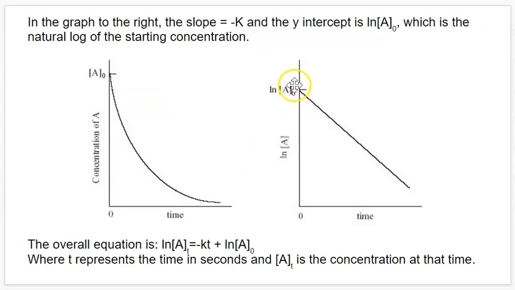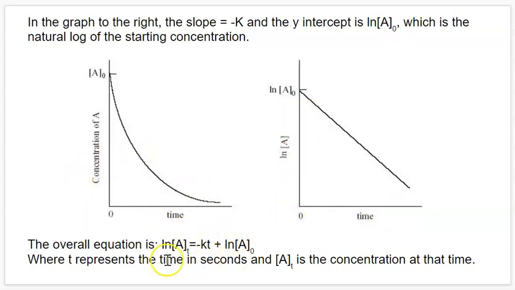Since we know that the y-intercept is going to be the natural log of our starting concentration, and the slope is going to be equal to negative k, which is going to be our rate constant. And it's negative because we see that there's a negative decrease in our concentration. We can now predict what the natural log of A is going to be at any point in time based off of this relationship.